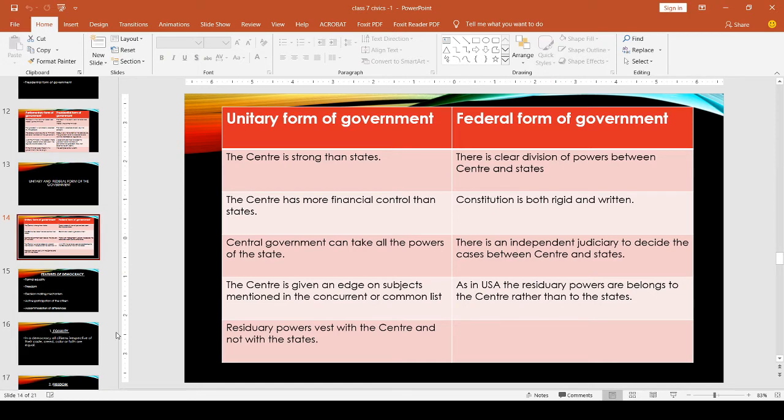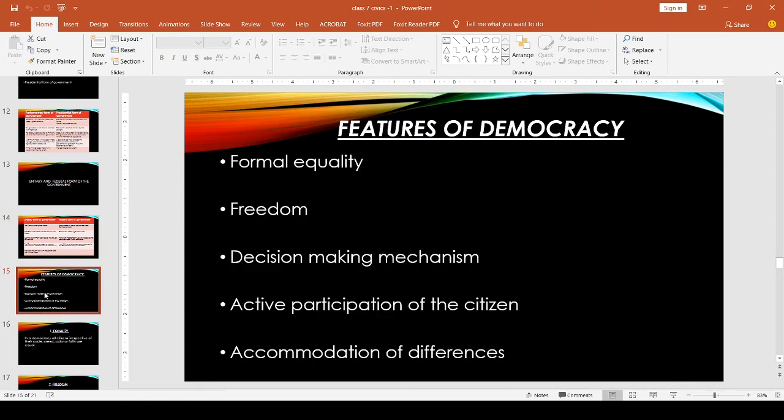And we can see next what are the features of democracy. We learned what is democracy. Democracy is the government of the people, by the people and for the people. And we can see what are the features. It is very easy one. What are the features of democracy? Formal equality, freedom, decision-making mechanism, active participation of the citizen, accommodation of differences. Then one more is there, enhancing human dignity. So these are the features of democracy and we can discuss one by one.